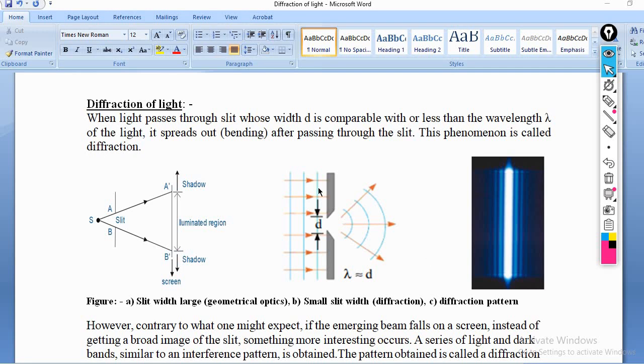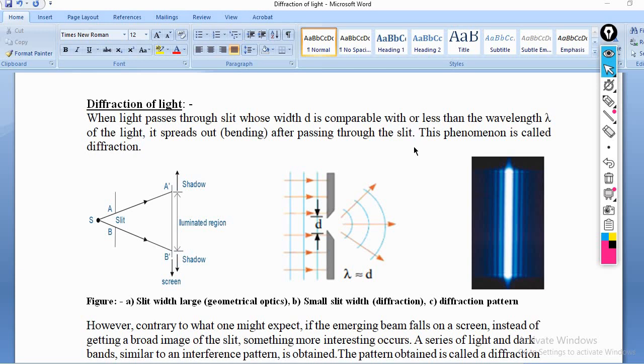Hello. Today we'll discuss diffraction of light. So let me first discuss the meaning of diffraction, and then we will go for the derivation related to the diffraction. When light passes through a slit whose width, say d, is comparable to or less than the wavelength of incident light, then what happens? It spreads out. Sometimes it's called bending after passing through the slit. This phenomenon is called diffraction.